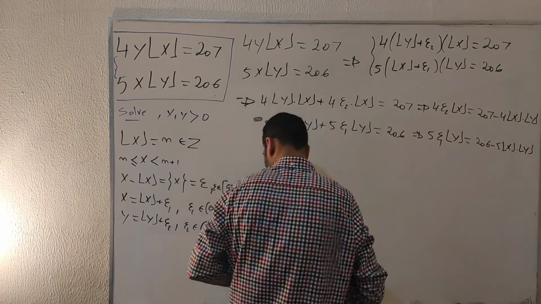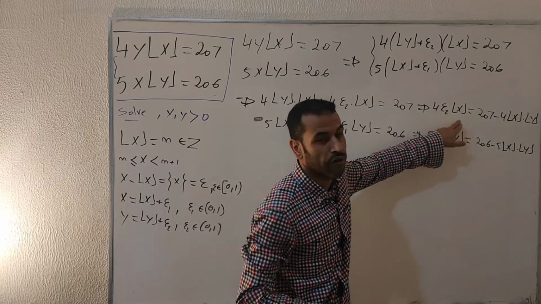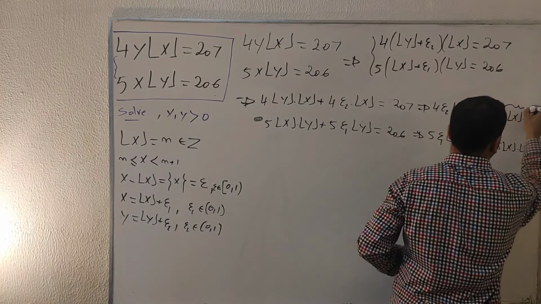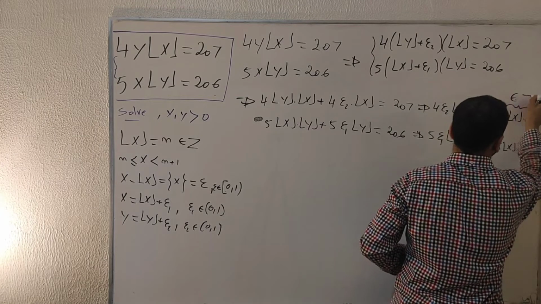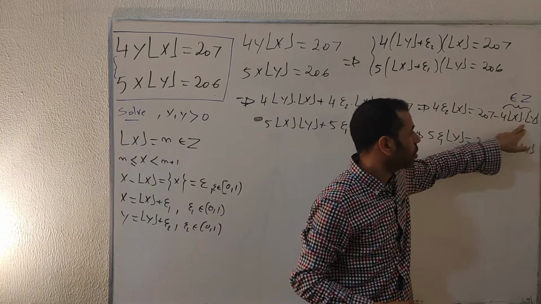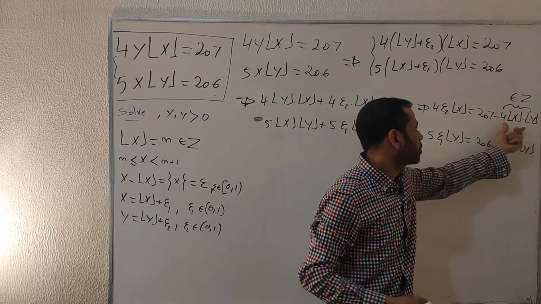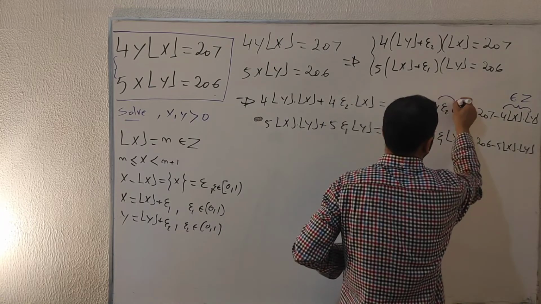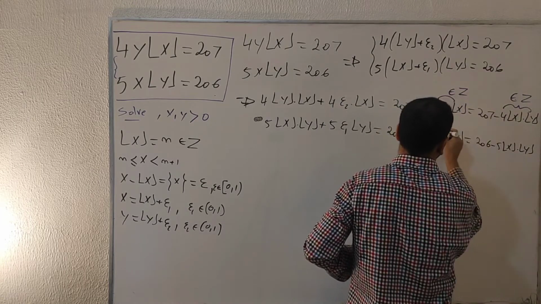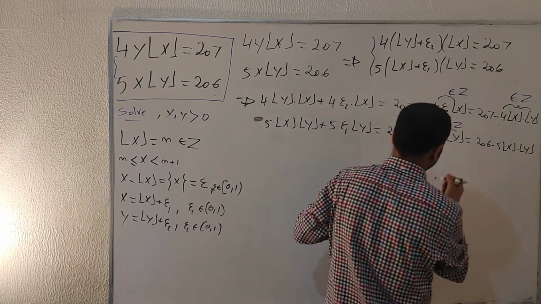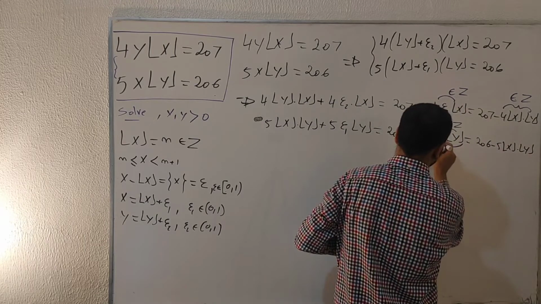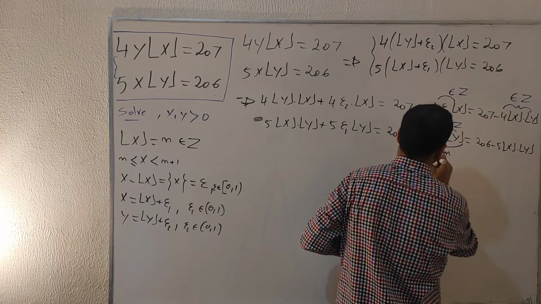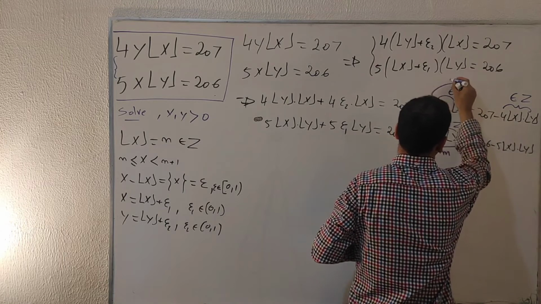Now we are going to mention something very important here. This term is an integer, and this one is an integer as well. The floor of x is an integer and the floor of y is an integer, which means this product is an integer, so the right-hand side of this equation is an integer as well. Since it is an integer, I'm going to replace the whole thing with m, and the other whole thing will be replaced by n.